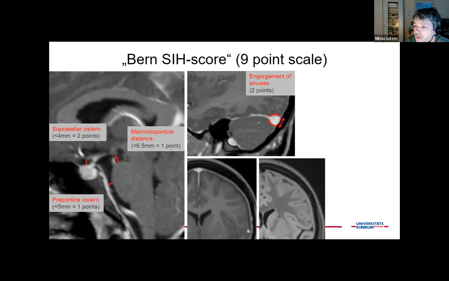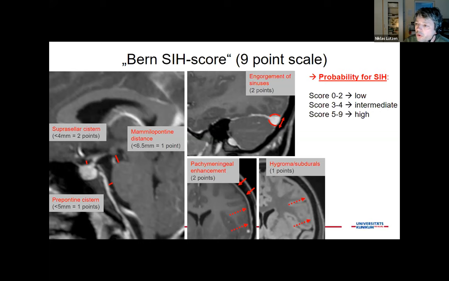Sometimes we see pachymeningeal enhancement, given 2 points. And you may see subdural fluid collection. This is given 1 point. And all in all, when we have 0 to 2 points, there's a low probability for SIH. 3 and 4 points is intermediate, and 5 and more points is given a high probability for SIH.